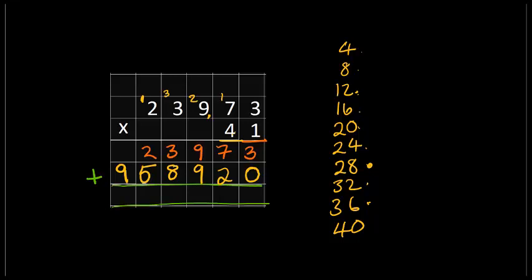So 3 plus 0 is 3. 7 plus 2 is 9. 9 plus 9 is 18. 8, carry 1 over. 8 plus 3, 8, 9, 10, 11. Plus 1 is 12. So it's 2, carry 1 over. 5, 6, 7, 8. And 9. And that's your final answer. Next question.